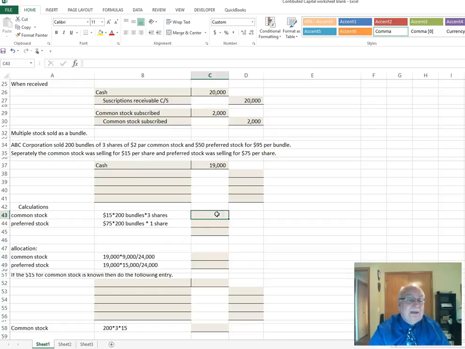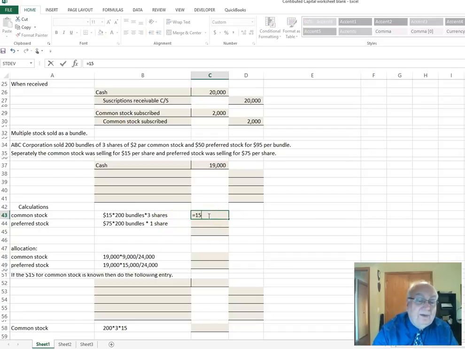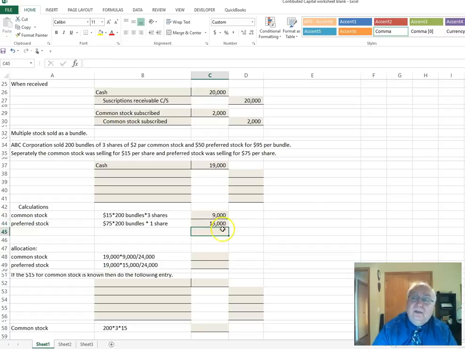Okay. Now, if they were sold separately, we'd have $15 per share, 200 bundles at 3 shares per bundle. So we multiply all that out: 15 times 200 times 3, which is $9,000. That's what we would receive for the common stock. For the preferred stock, it was selling for $75 a share, 200 times 1 share, or $15,000, for a total of $24,000. Okay.